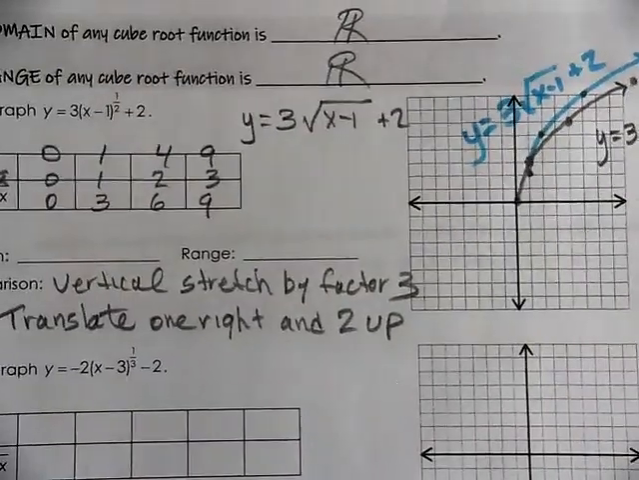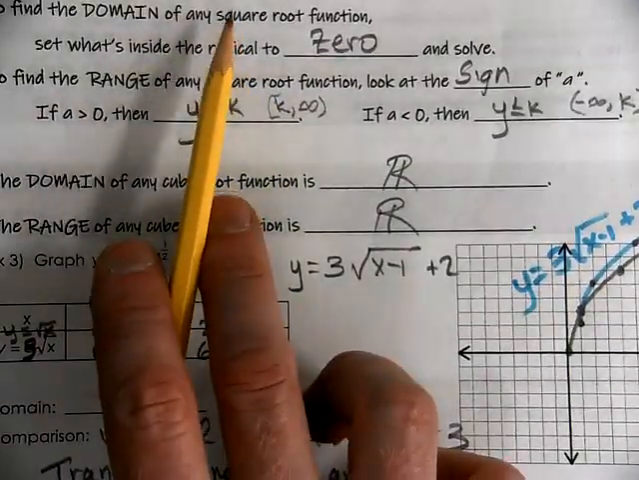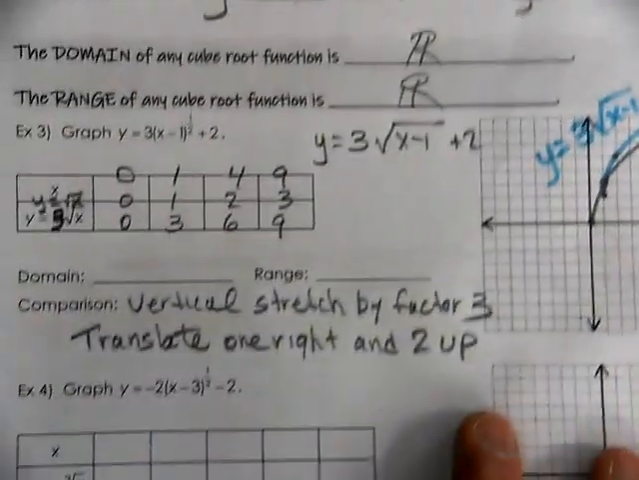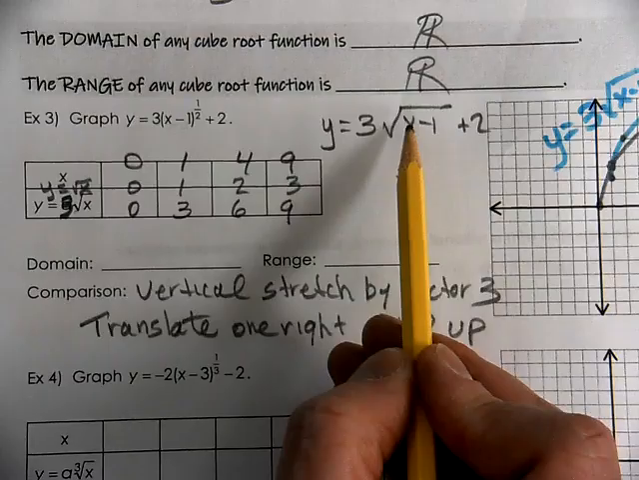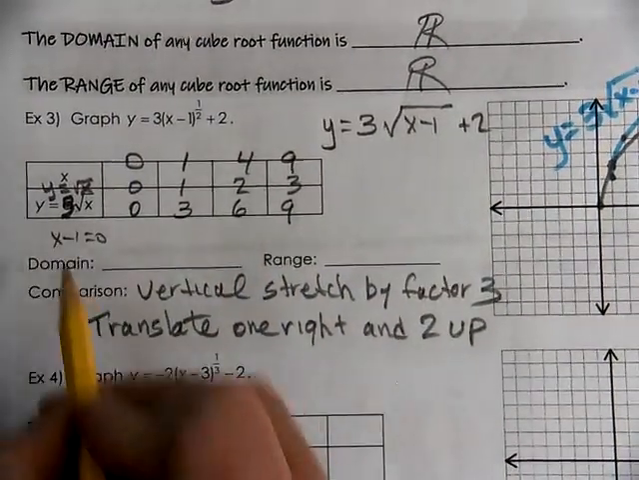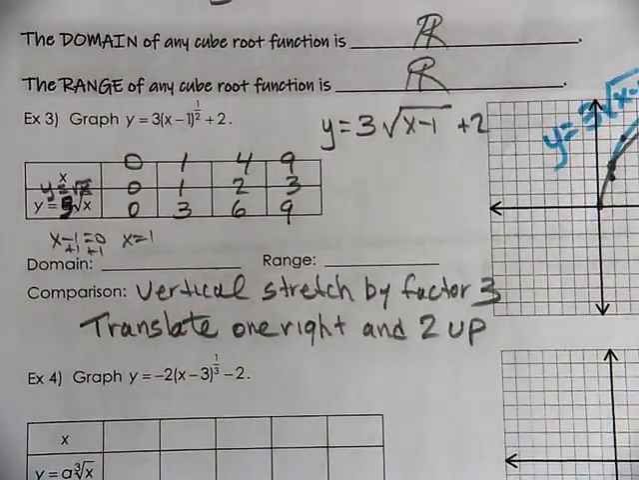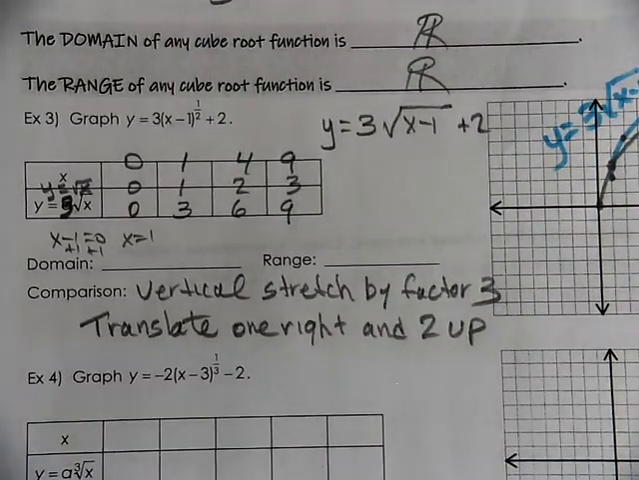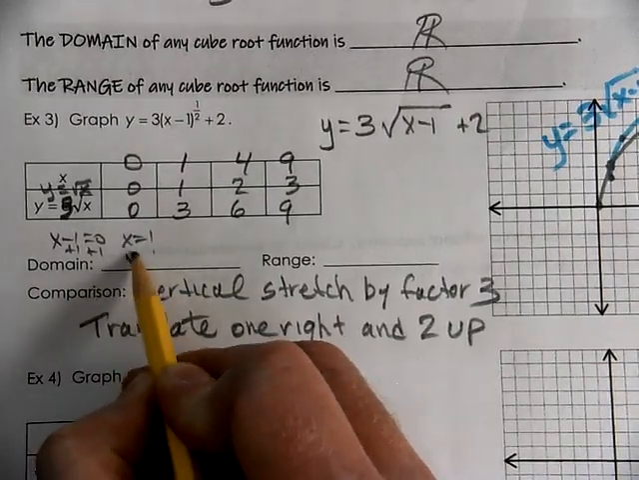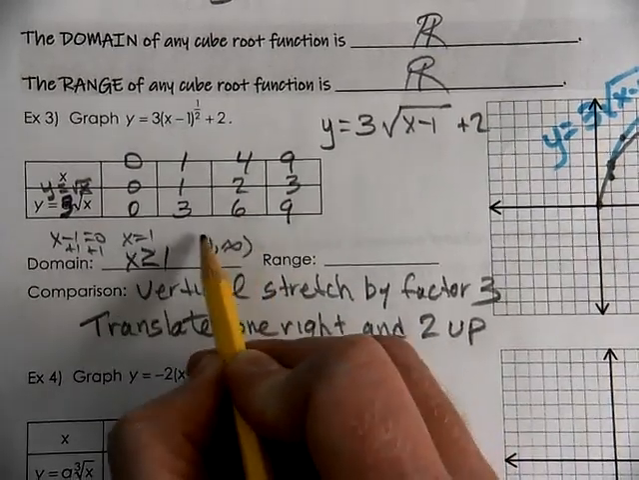So your domain and range. We talked about doing our domain and range of a square root graph by looking at inside the radical and setting it equal to 0. Well, that is our x minus 1. You can set that equal to 0. You can add 1 to both sides. So you're going to get x equals 1. That's where your domain is going to start. And we've noticed it's going to the right. So x is greater than or equal to 1. You could use interval notation.